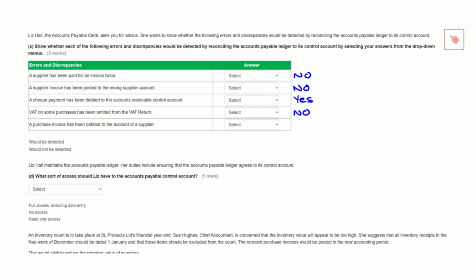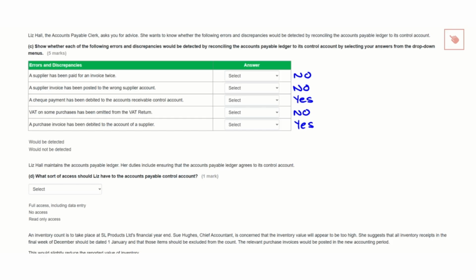And lastly, a purchase invoice has been debited to the account of a supplier. This would be detected. This is a subtle but important point. When a purchase invoice is received, it should be credited to the supplier account, increasing the amount owed, and debited to the relevant expense or asset account.